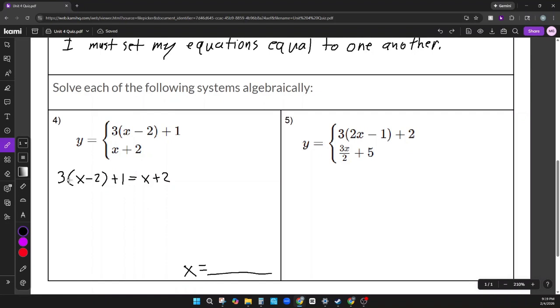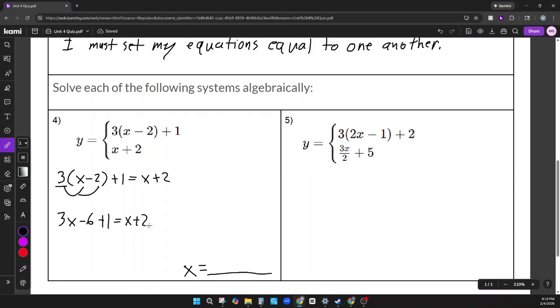So I can't interact with this x because it's inside the parentheses. So in order for me to move forward with this, I need to free this x. And the only way to deal with these parentheses is by dealing with this 3 on the outside. So this 3 is being multiplied by this parentheses. So I'm going to go ahead and distribute my 3 into everything on the inside. We're going to call that 3x minus 6 plus 1 is equal to x plus 2.